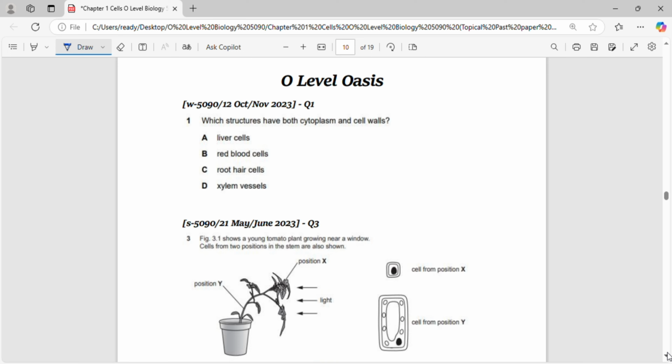Here's another question related to cells. You need to identify which of the following cells contain both cytoplasm and cell walls. We can eliminate options A and B since they represent animal cells, which lack cell walls. Next, considering root hair cells and xylem vessels, we can discard option D because xylem vessels do not contain cytoplasm, they are hollow structures with lignified walls. Therefore, the correct answer is option C, as root hair cells have both cytoplasm and cell walls.